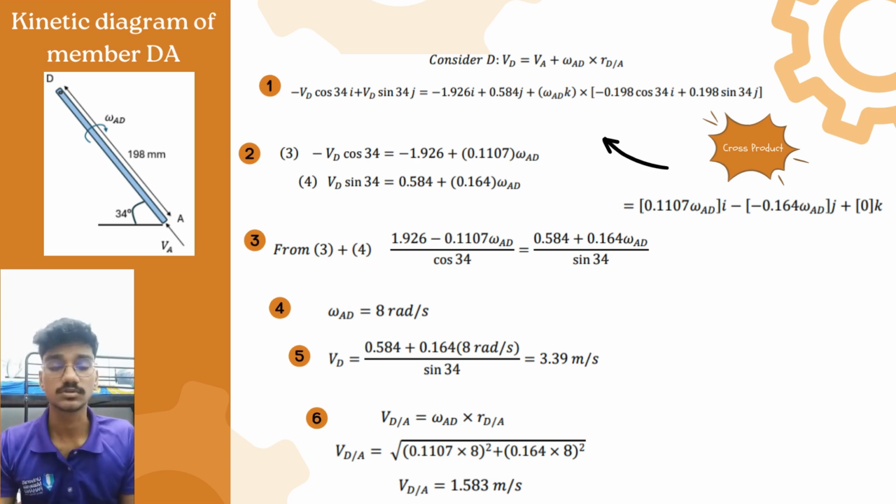Following this, we'll find out the velocity of D, and the answer will be 3.39 meter per second. And the final step will be to find the magnitude of velocity DA, and the answer will be 1.583 meter per second.